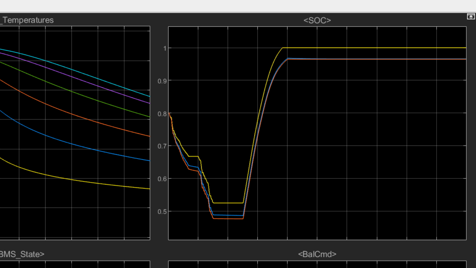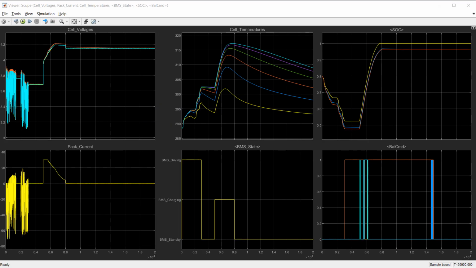Both Kalman filter algorithms, on the other hand, recover from the initial error within the first hour of simulated time, with the EKF slightly outperforming the UKF. In summary, we've utilized Simulink, Stateflow, and physical modeling toolboxes to design a battery management system using modeling and simulation.